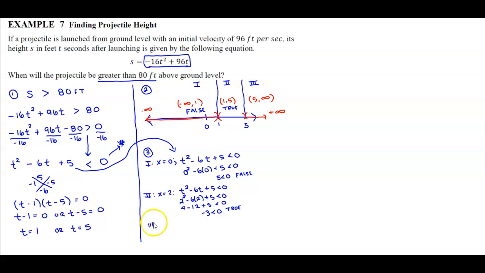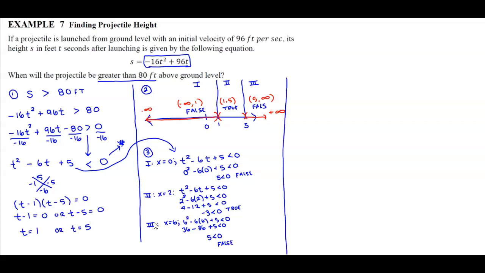So let's try region 3. We're going to let t equal 6. We're just going to use the formula here. So we're going to say 6 squared minus 6 times 6 plus 5, and we want to see if that's less than 0. So we have 36 minus 36 plus 5, which is less than 0. That means 5 is less than 0, which is false. So it is false.